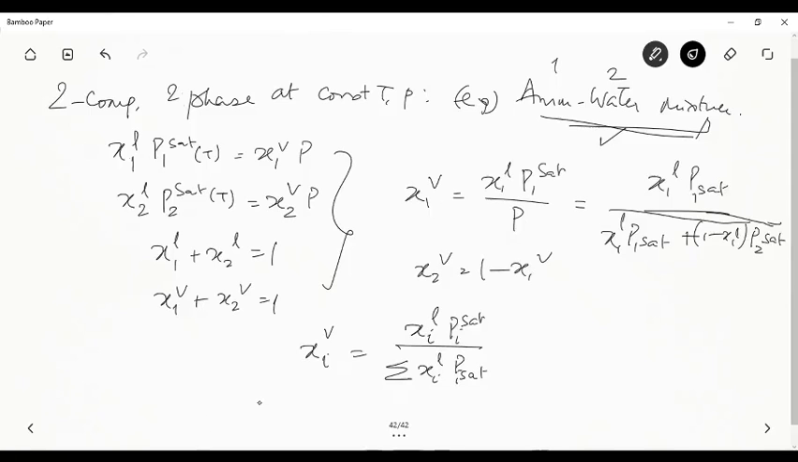So in the next class, we'll look at a couple of examples of these, a couple of applications of the system, and understand how to solve those systems. We'll stop here.